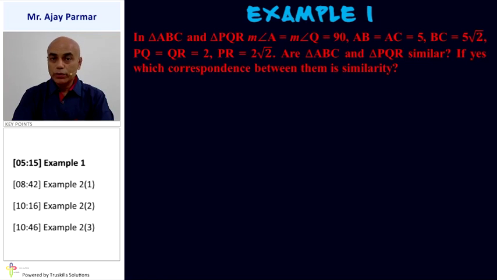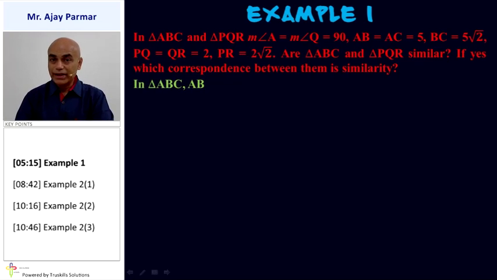In this example, we are given that measure of angle A is same as measure of angle Q, and that is given to be 90. AB and AC both are given to be 5, whereas BC is given to be 5 root 2. Same way, PQ is equal to QR, that is given to be 2. PR is given to be 2 root 2. We are supposed to find out whether triangle ABC and triangle PQR are similar or not. And if yes, then which correspondence is a similarity?